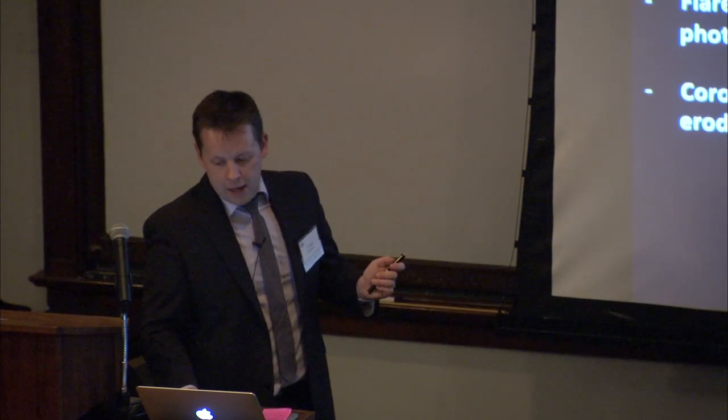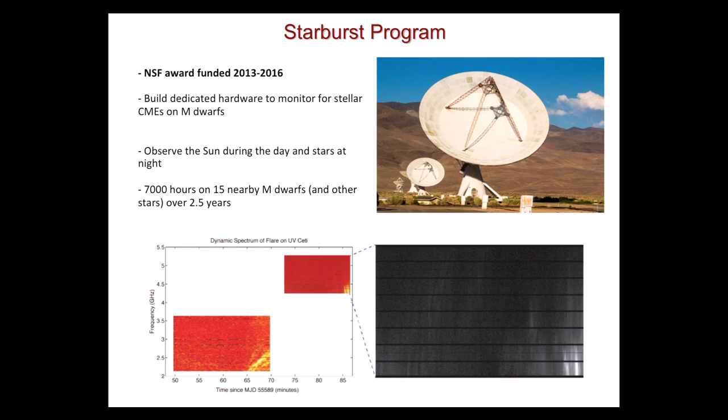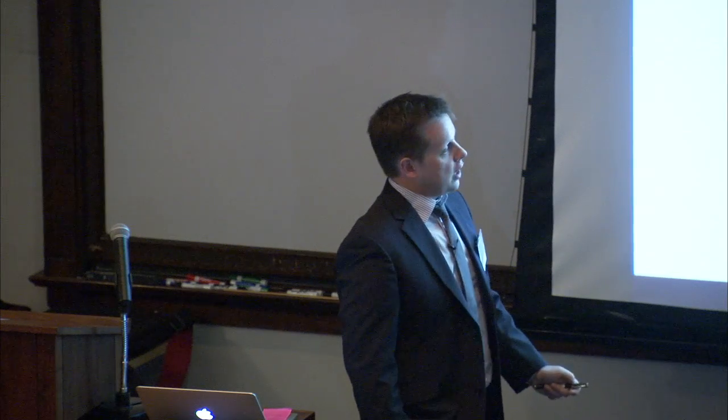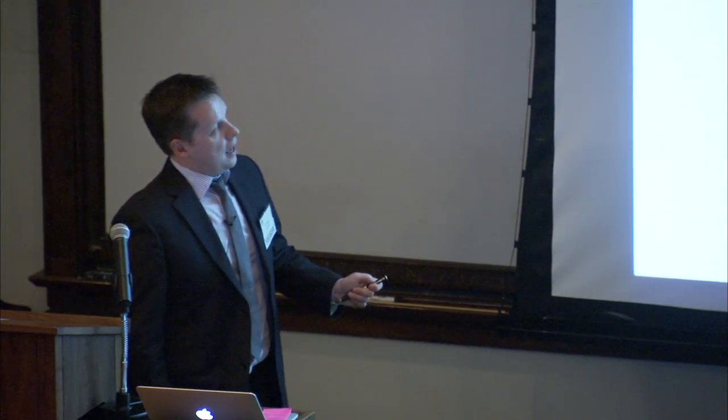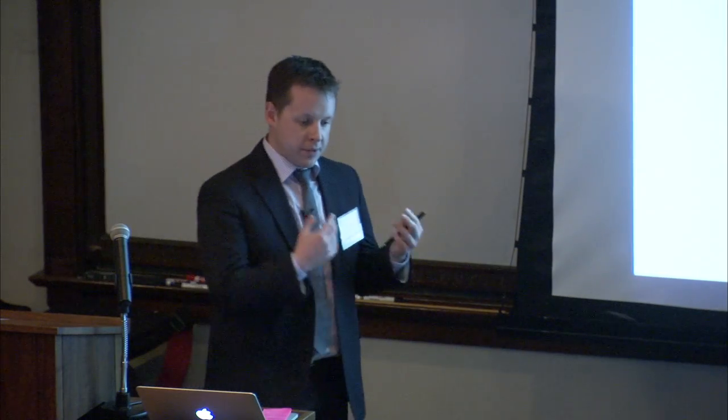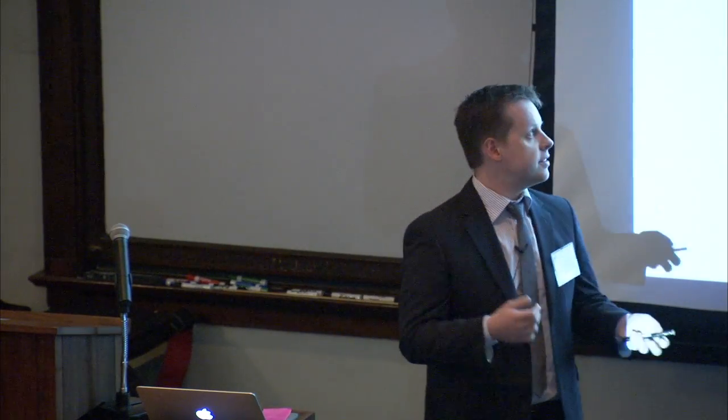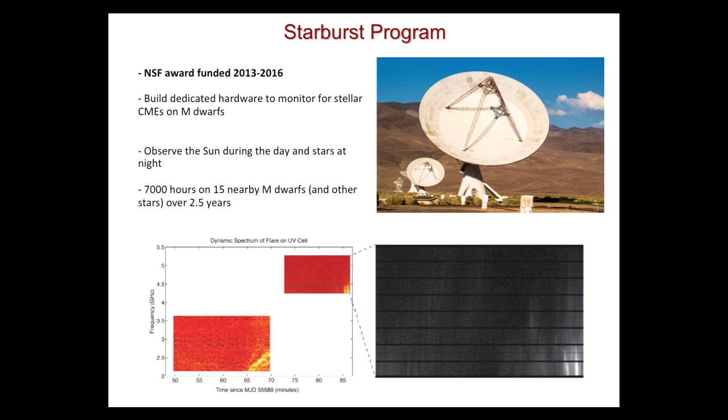We have a program at Owens Valley called the Starburst Program. This program, just funded by NSF for construction, will build dedicated hardware that will connect these two dishes that have been on site at Owens Valley since 1955 to look at nearby stars. Happily, having lots of experiments on the ground enables a lot of other science. These two dishes are used during the day as part of the solar array that monitors the sun every day.